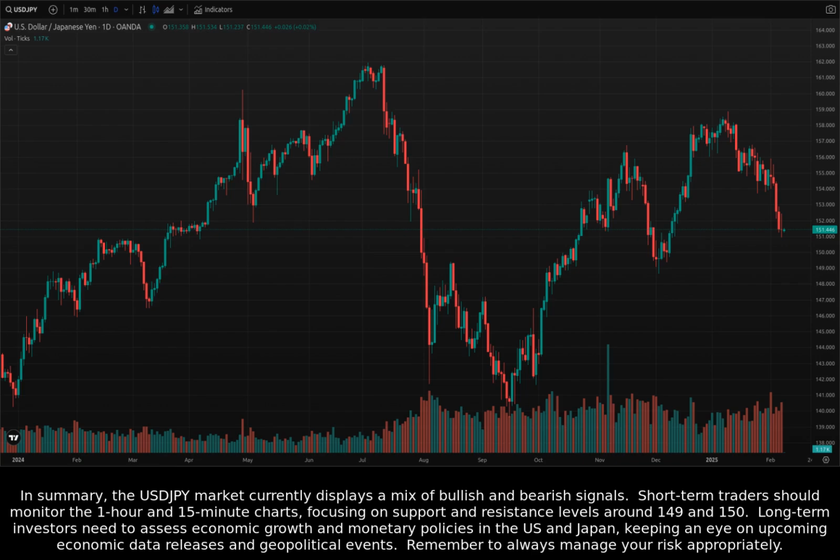Long-term investors need to assess economic growth and monetary policies in the US and Japan, keeping an eye on upcoming economic data releases and geopolitical events. Remember to always manage your risk appropriately.